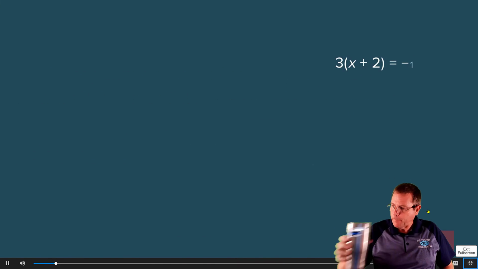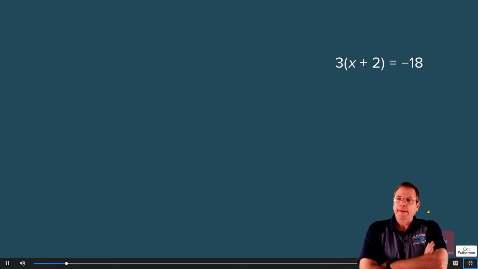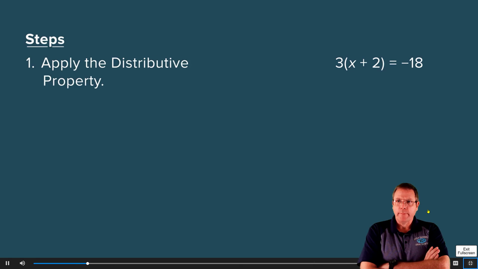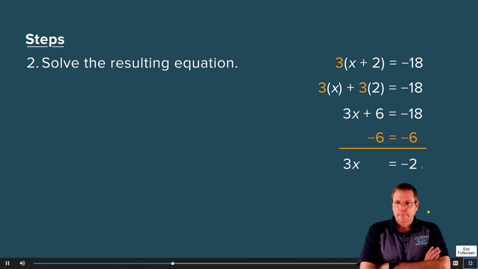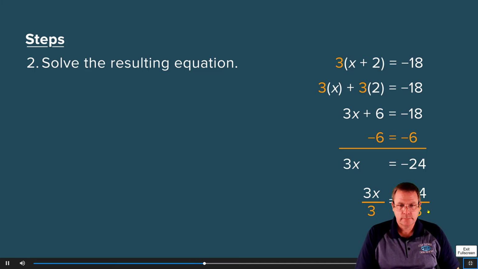One way to solve an equation of the form p times the quantity of x plus q equals r is to first apply the distributive property. Multiply each term inside the parentheses by the number outside the parentheses. Then simplify. Next, solve the resulting two-step equation. In this example, first subtract 6 from each side of the equation. Then divide each side by 3. The solution of the equation is x equals negative 8.